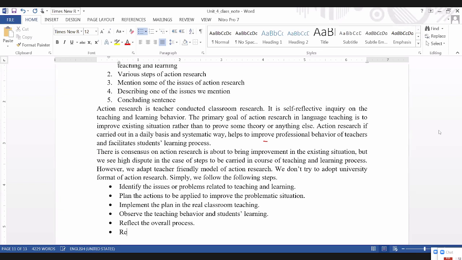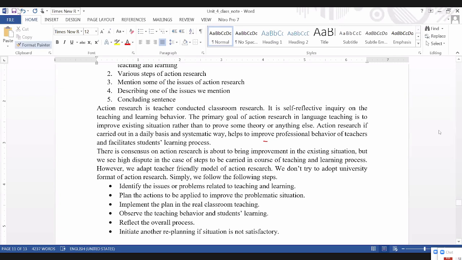Then initiate another planning if the situation is not satisfactory. Now these are the steps. Okay? Just we can mention. Simply we follow the following steps while carrying out action research.